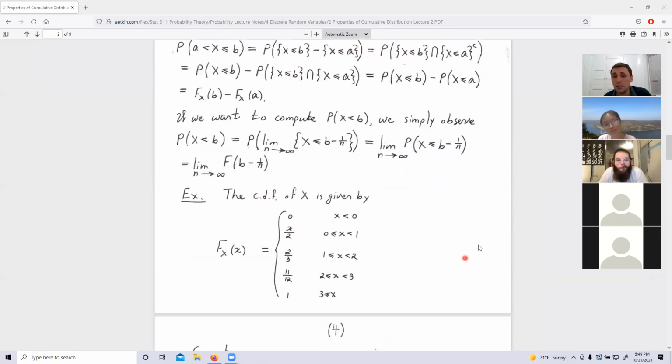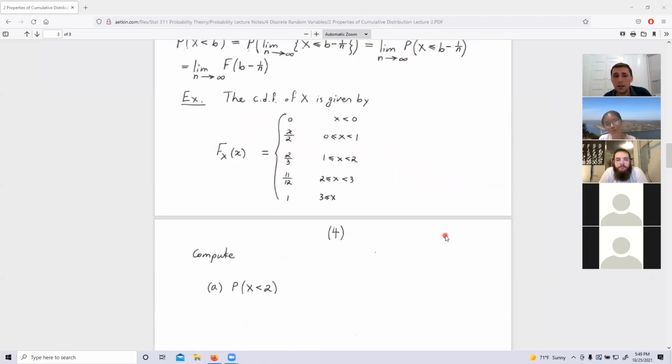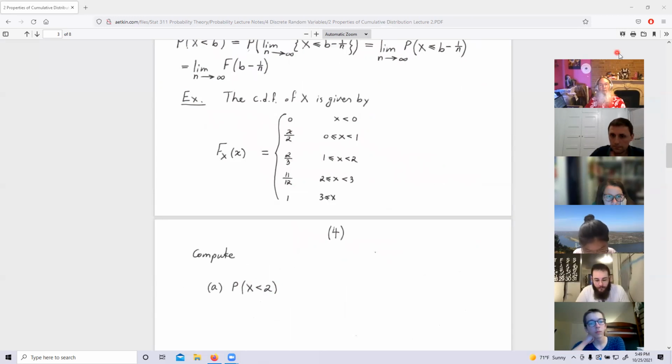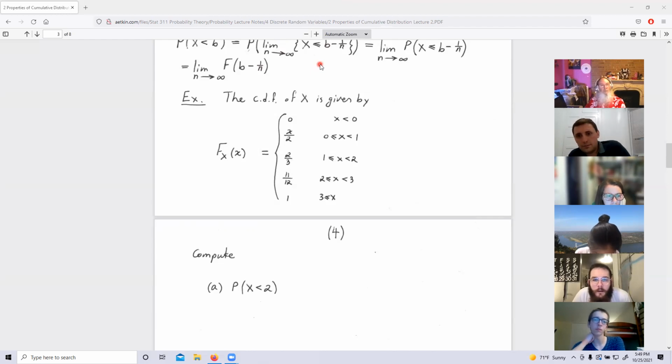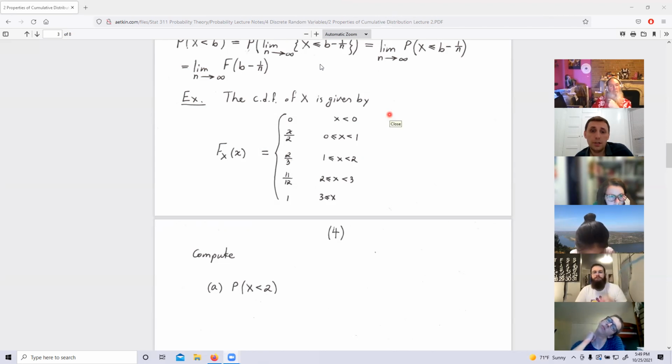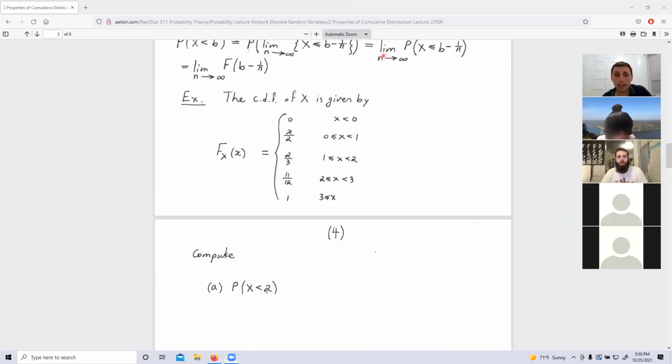So let's look at an example, guys, and you will help me figure out probabilities, okay? So here is a cumulative distribution. And I want to calculate the probability that x is less than 2 from that information. It has to be a number, right? If it's a probability, it must be just a number between 0 and 1. X is just a symbol. Okay. How do I calculate x less than 2?